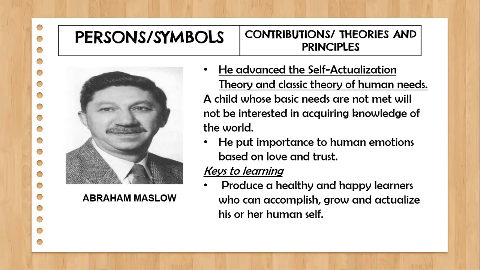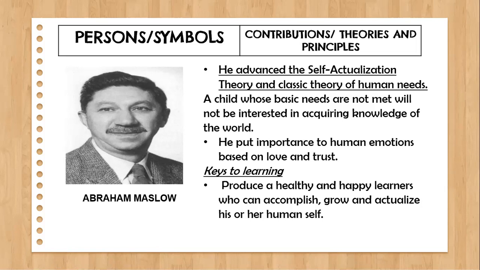That is why it's very important that as teachers, we should know first what are the differences of our students so that we can cater to their needs and interests. So he also put importance to human emotions based on love and trust. So kung may tawag ka ng, this person is putting importance to human emotions based on love and trust, he is Abraham Maslow. And his keys to learning: to produce healthy and happy learners who can accomplish, grow, and actualize his or her human self.